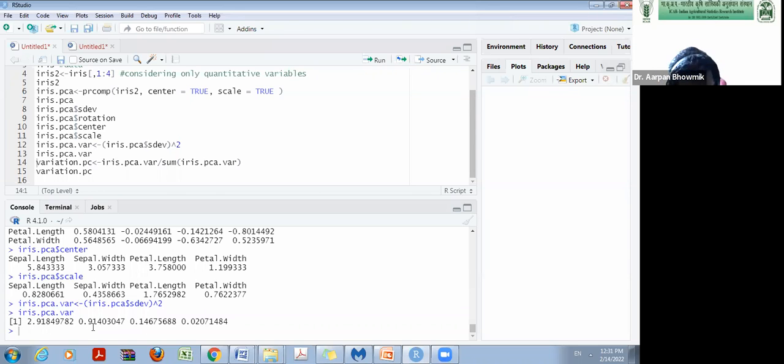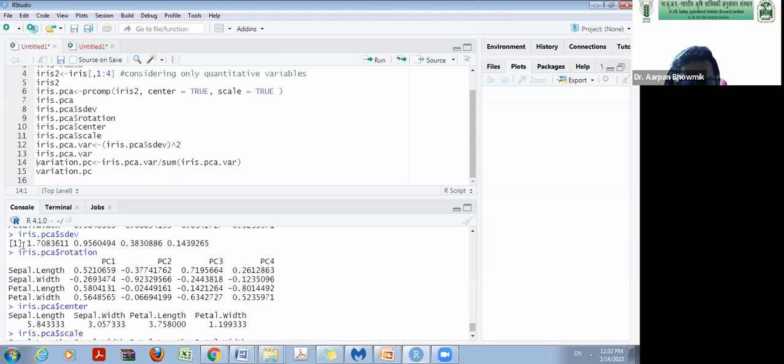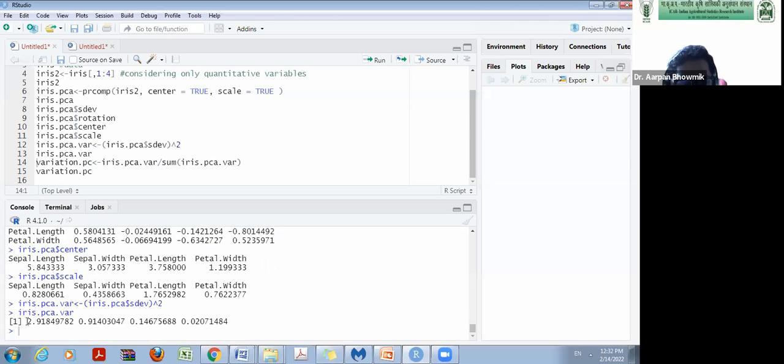0.91 is the second highest eigenvalue. Third eigenvalue is 0.14 and fourth eigenvalue is 0.02. That is the same as the square of the standard deviation, iris PC standard deviation. So from here we can see the eigenvalue is more than 1 for only one PC. Only one eigenvalue is more than 1, so only one PC is sufficient out of 4 PCs.